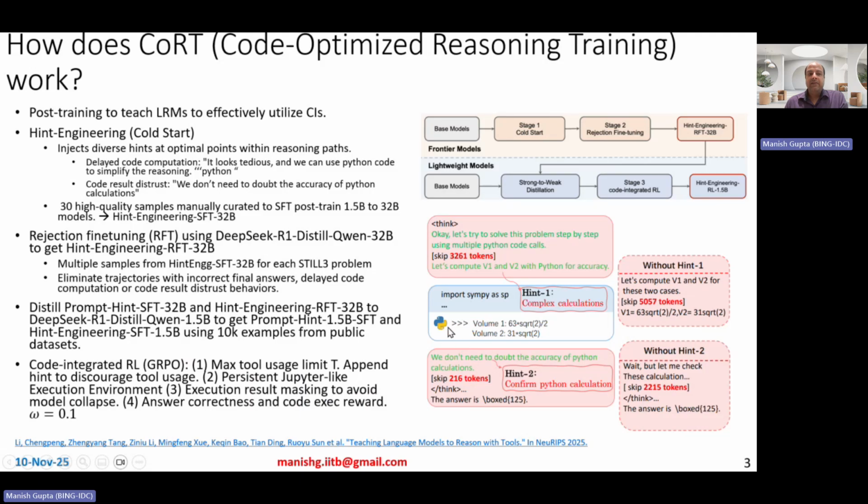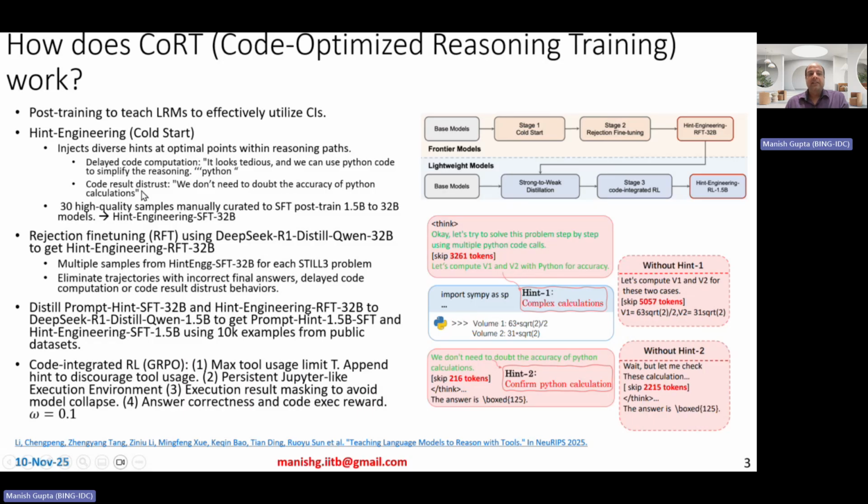They add two kinds of hints to solve the two problems we talked about on the previous slide: the delayed code computation problem and the code result distrust problem. To solve the delayed code computation problem, whenever they observe that the model is trying to force fit a text-based reasoning chain rather than using a Python program, they add this: it looks tedious, and we can use Python code to simplify the reasoning. They then leave it with a Python prompt so that it outputs Python code. There are other variants too, like let's compute V1 and V2 using Python for accuracy.